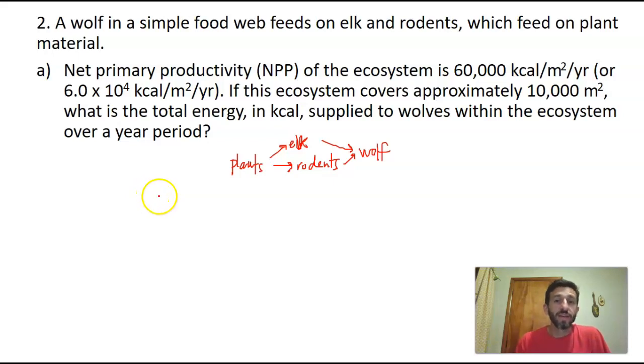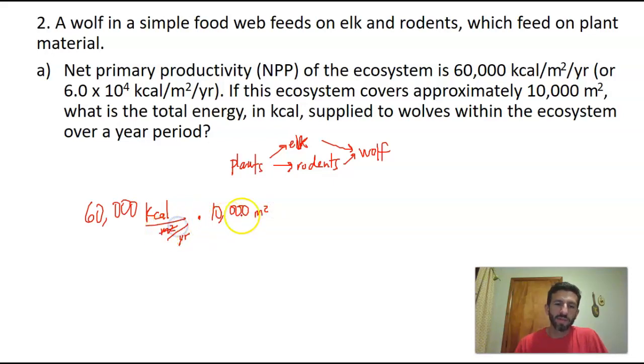Net primary productivity, NPP of the ecosystem, is 60,000 kilocalories per meter squared per year. So if I get a meter squared in an entire year, it's making 60,000 kilocalories, or 6.0 times 10 to the fourth. If this ecosystem covers approximately 10,000 meters squared, what is the total energy in kilocalories supplied to the wolves within the ecosystem in a year? Okay, so I want to see the total NPP for this entire ecosystem, not just for a meter squared. So if I have 60,000 kilocalories per meter squared per year, I've got to multiply this by 10,000 meters squared.